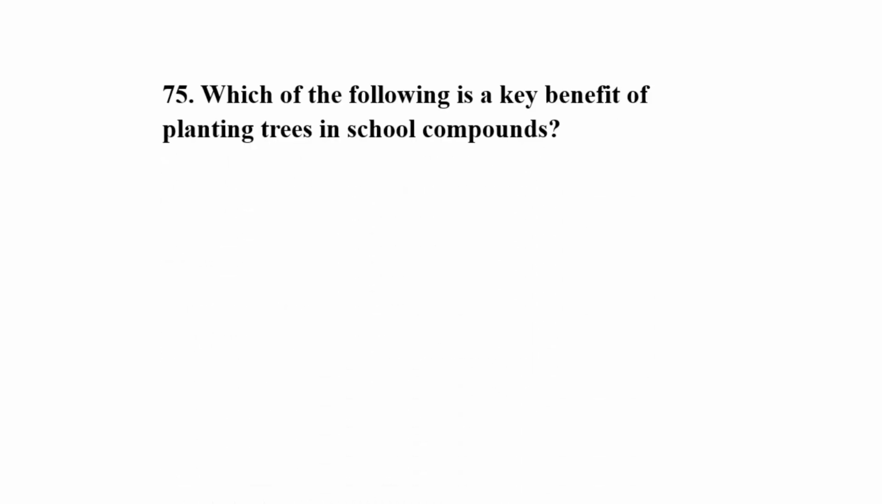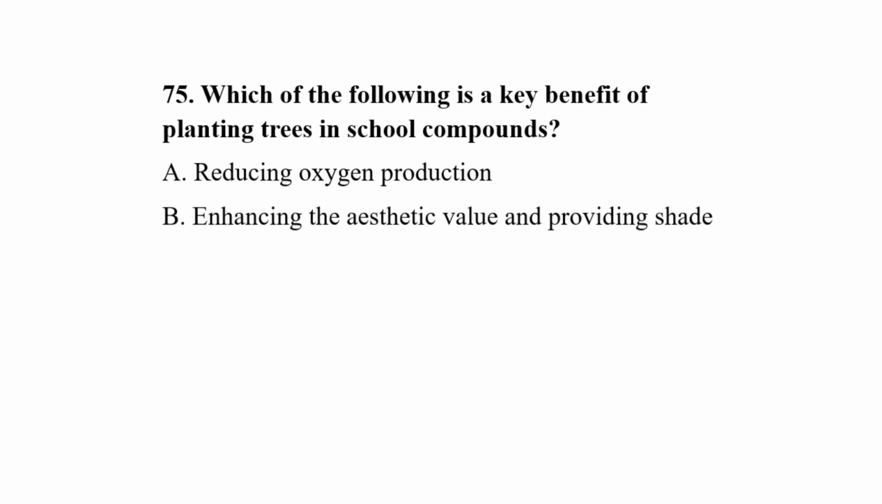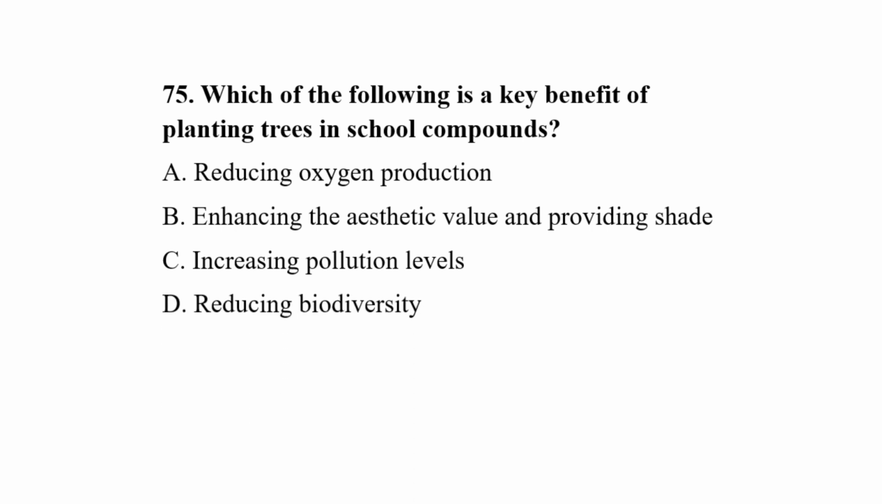Question number 75. Which of the following is a key benefit of planting trees in a school compound? A. Reducing oxygen production. B. Enhancing the aesthetic value and providing shade. C. Increasing pollution levels. D. Reducing biodiversity.